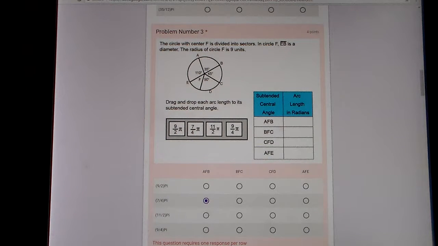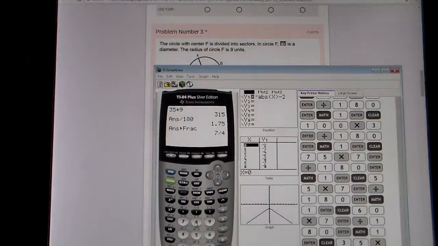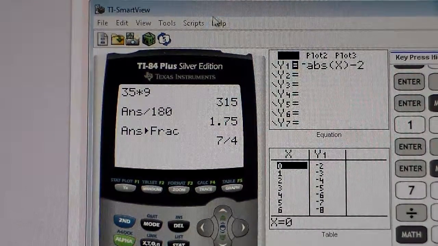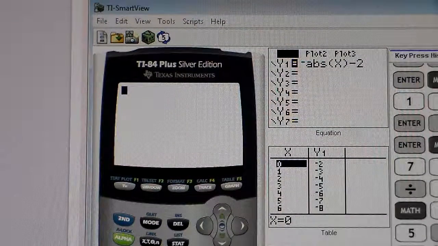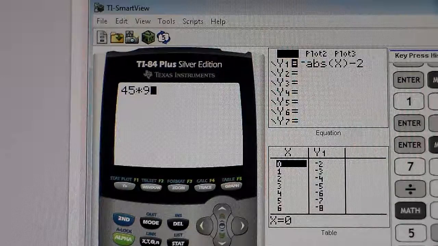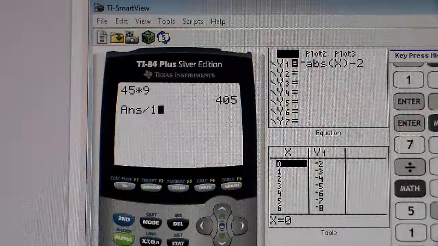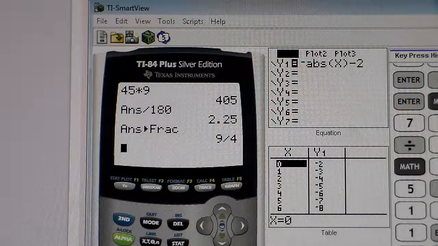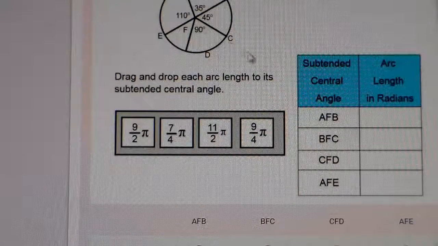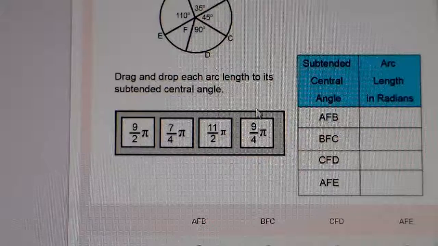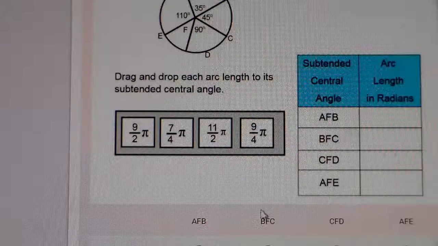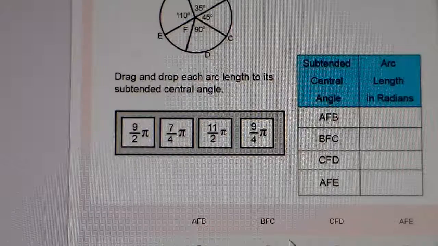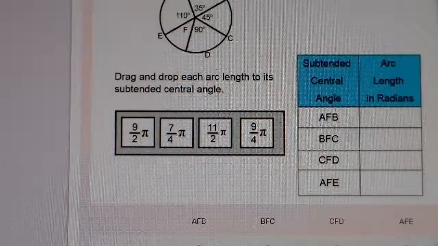Now this question requires one per row, so we have to look at angle BFC. So BFC will be 45 times 9 divided by 180. Let's zoom in. So it's 45 times 9 divided by 180. Math 1, enter, and we get 9/4. So BFC is 9/4. That's that last option. We could drag and drop it, or since we have this modified version, BFC is 9/4 pi. So we click that.